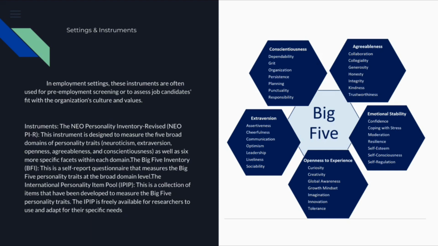So the instrument is designed to measure five broad domains: neuroticism, extroversion, openness, agreeableness, and conscientiousness, as well as six more specific facets within each domain. The Big Five Inventory, BFI, is a self-report questionnaire that measures the Big Five personality traits at a broad domain level. And also there's a tool called IPIP, the International Personality Item Pool. This is a collection of items that have been developed to measure the Big Five personality traits. So these are the three instruments to measure Big Five traits: the NEO PI-R, BFI, and IPIP.